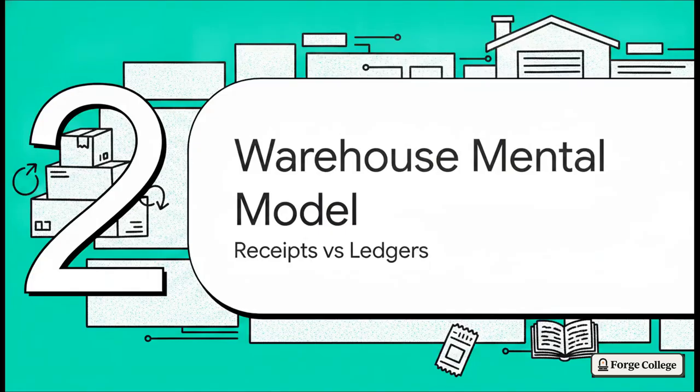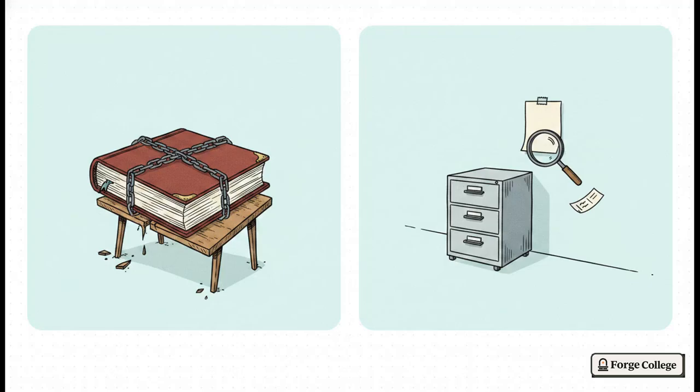Section 2, the warehouse mental model. Imagine a giant warehouse storing thousands of physical items. The old, expensive way to manage this is the central ledger approach. You label every single shelf, and you write a massive, heavy, detailed inventory record in a giant ledger sitting in the main office. That's your naive on-chain storage.